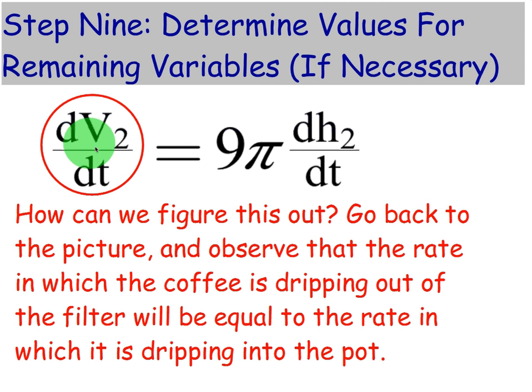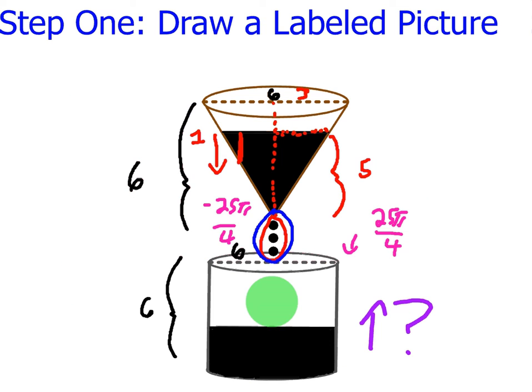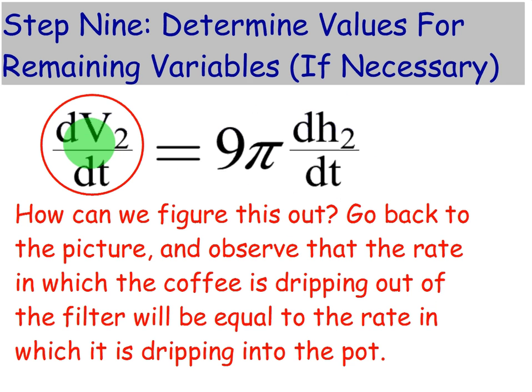For this last example, as you could see, it was the most involved. But again, that's why it's called related rates. Conceptually, it makes sense that the volume of coffee dripping out must be the same as that going into this coffee pot. So that is it for step 9, determining remaining values. We're almost done with these problems. If you have any other questions about this step, let me know.